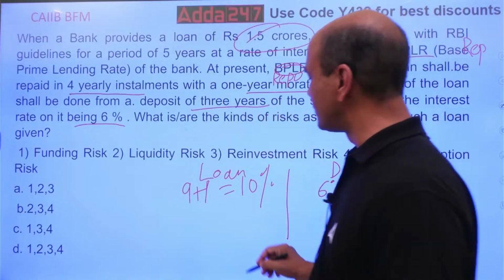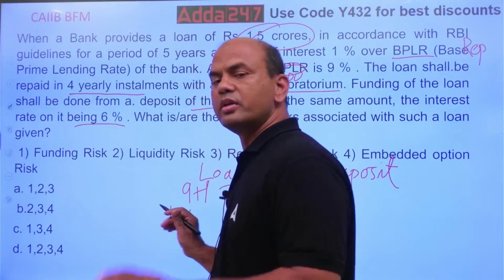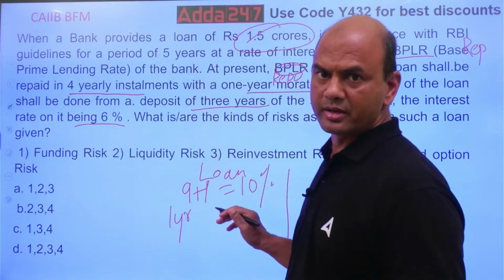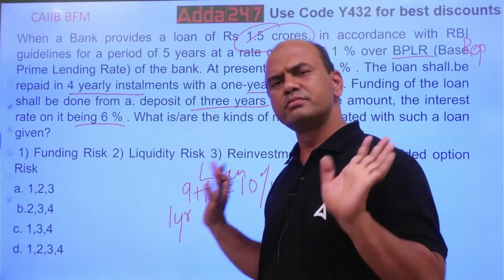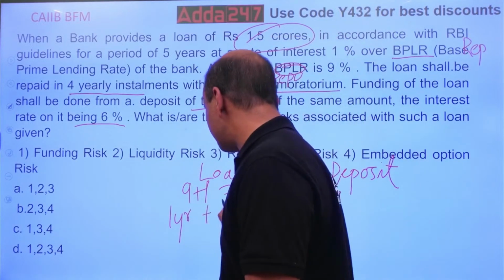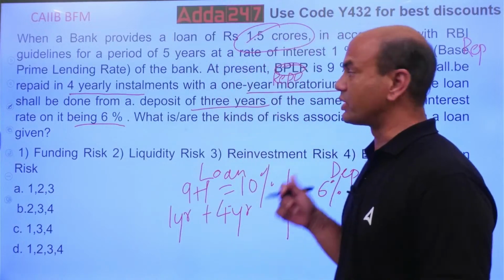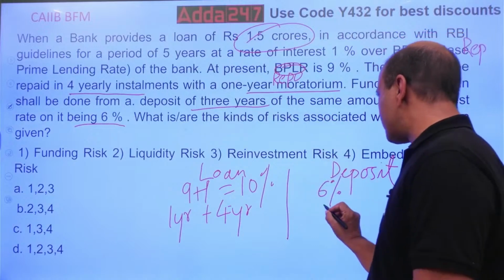What is the next thing given? 4 yearly installments. So period is what? 1 year moratorium means no EMI will be paid in this period. Moratorium means nothing paid. Plus 4 years. 4 year installments. So total 5 years. What about the deposit? Deposit is of 3 years.